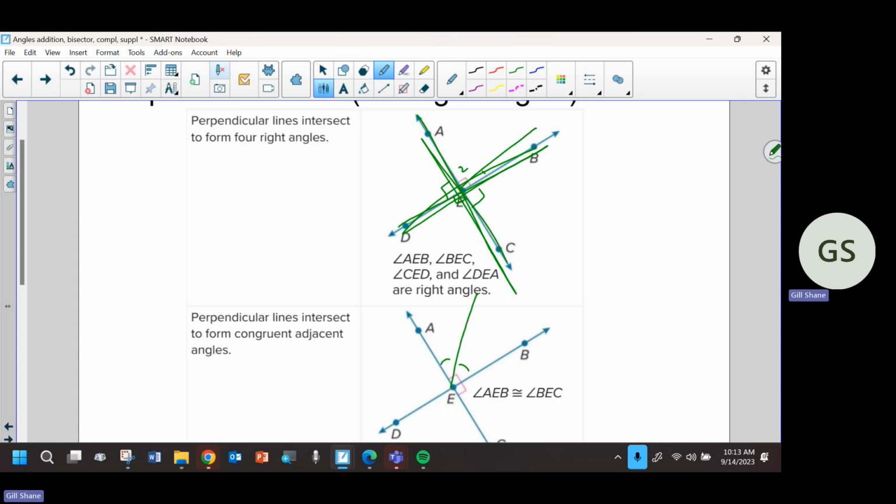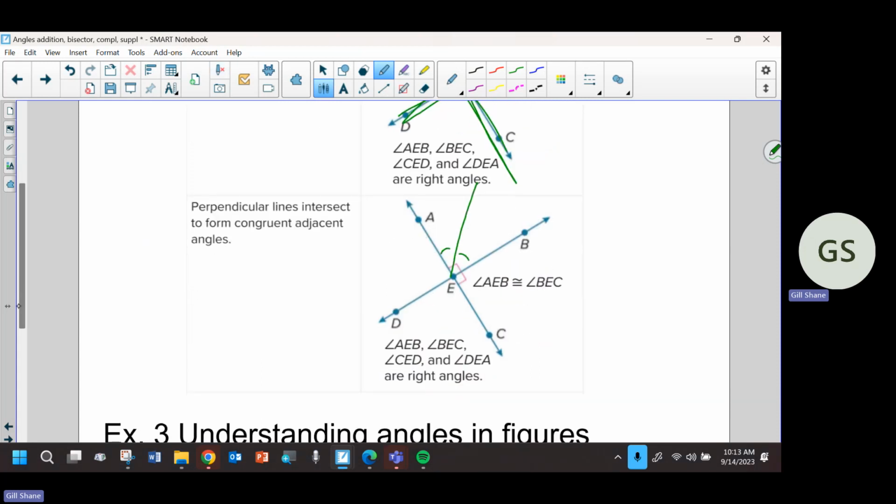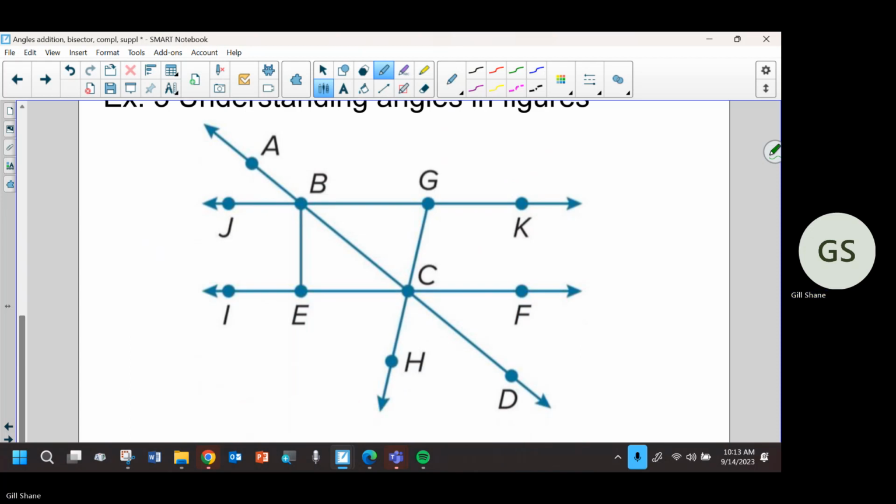Where's my cheat code at? Let's see, I lost it. Right here. Oh, one more thing. You're going to get figures moving forward. This won't be on the quiz.